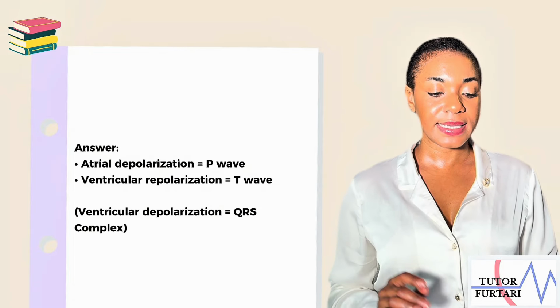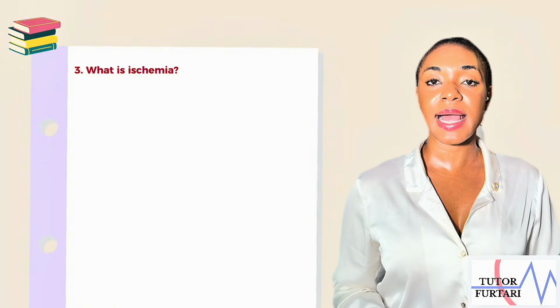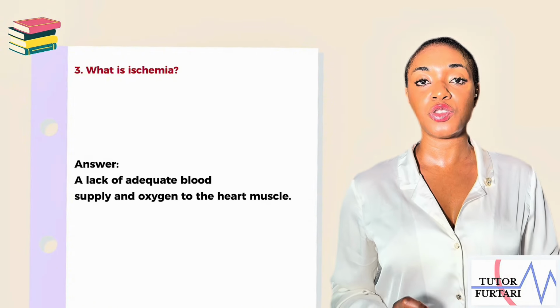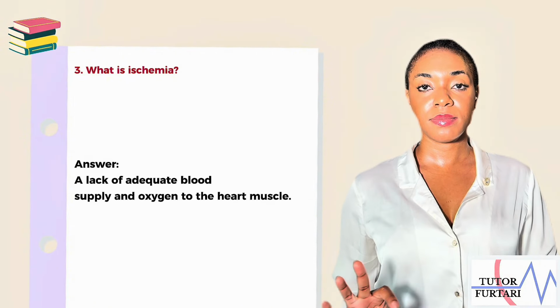3. What is ischemia? Ischemia is a lack of adequate blood and oxygen to the heart muscles. Period.